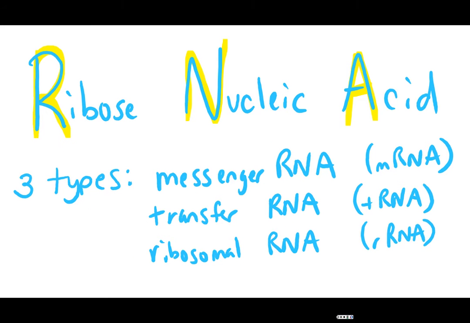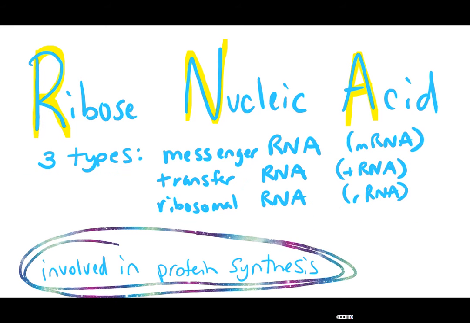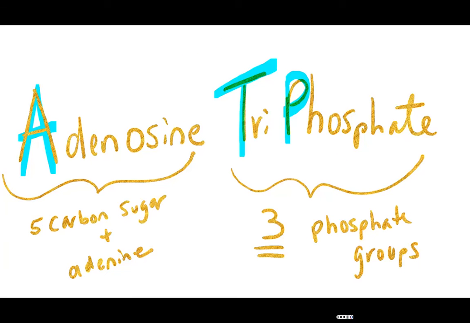There are 3 different types of RNA molecules in the cell. We have messenger RNA, which is abbreviated little m RNA. We have transfer RNA, which is abbreviated little t RNA. And we have ribosomal RNA, which is abbreviated with a little r RNA. Now, these 3 RNAs are all also involved in protein synthesis, and we'll be talking about this process in a lot of detail in the future. So we'll be talking about the role that each of these play later on.